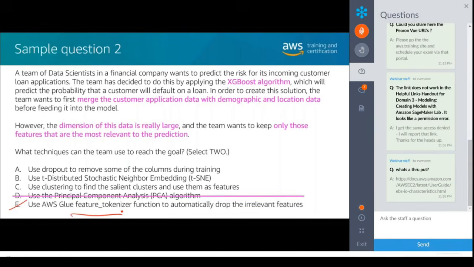These slides are all wonky. They were good yesterday. All right, so E is out.